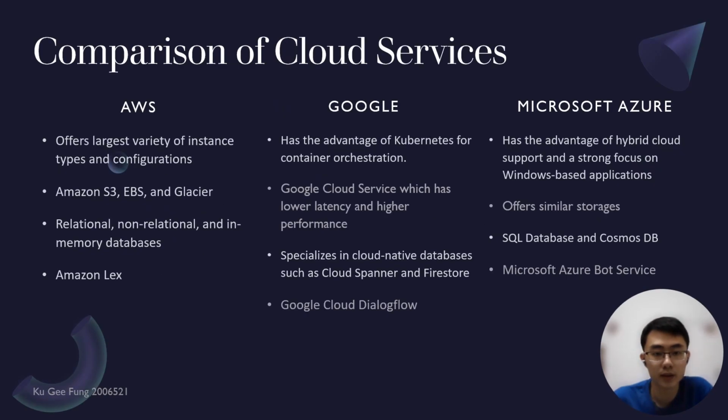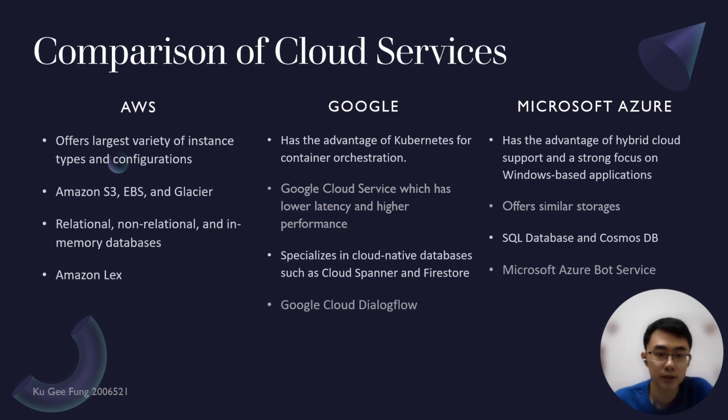So now I'll be presenting the comparison of cloud services. There are three different cloud services, which are AWS, Google, and Microsoft Azure. On the compute services, AWS offers the largest variety of instances and configurations, and Google has the advantage of Kubernetes for container orchestration. Microsoft Azure has the advantage of hybrid cloud support and a strong focus on Windows-based applications.